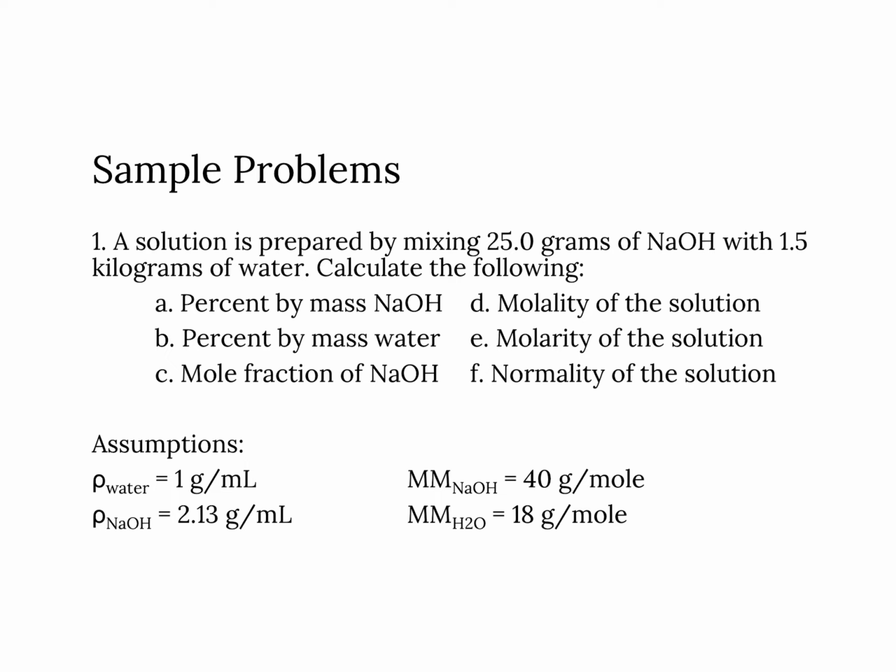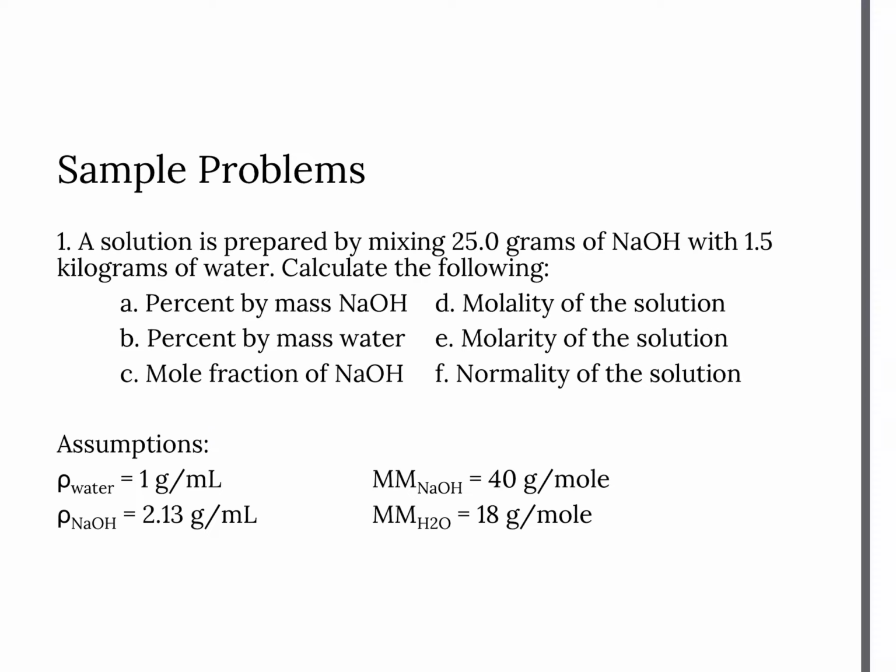Now, we will have an assumptions of the density of water, which is 1 gram per ml, and then the density of sodium hydroxide is 2.13 grams per ml. The molecular weight of sodium hydroxide alone is 40 grams per mol, and the molecular weight of water is 18 grams per mol. So I'm just going to go directly to the solution.